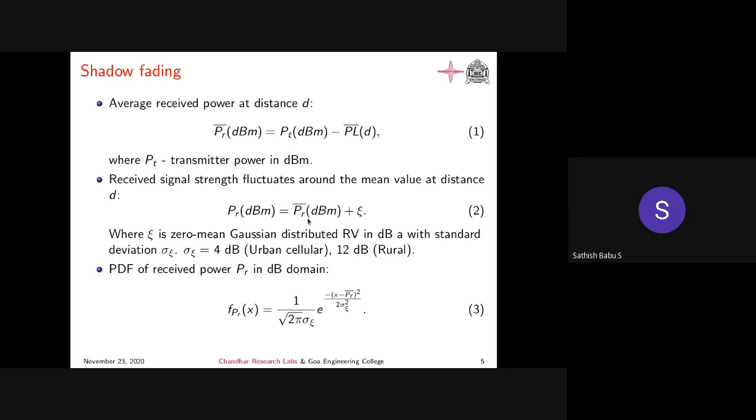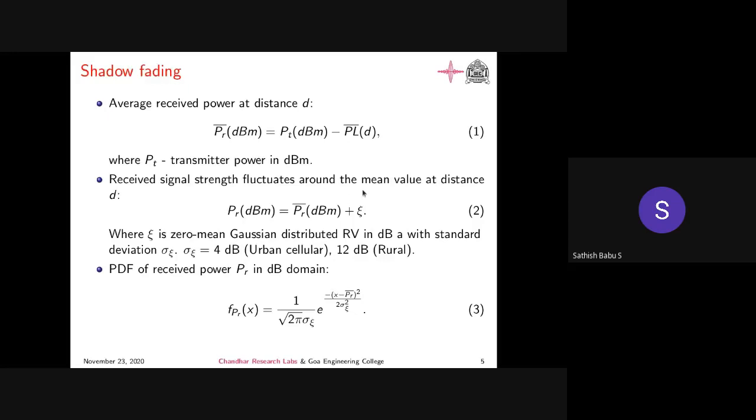Shadow fading. So shadow fading is the average residual power at a distance. Shadow fading is a large scale fading, so over the larger distances, how your signal fades. Average received signal power is given by transmitter power minus your path loss. So the received signal fluctuates around your mean value at a distance d. This fluctuation is given by this epsilon.